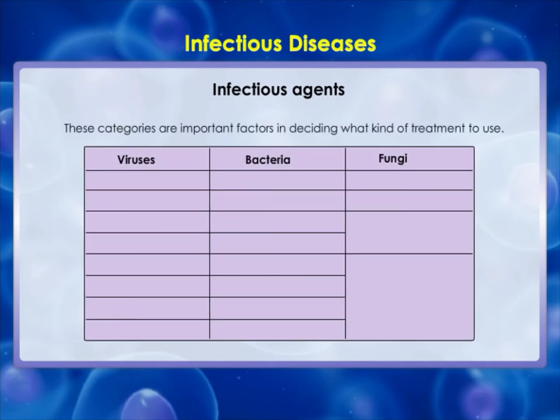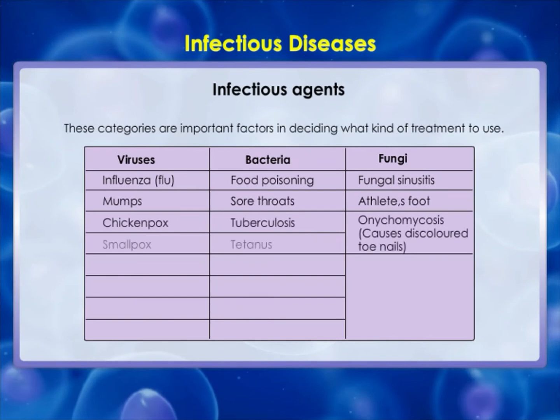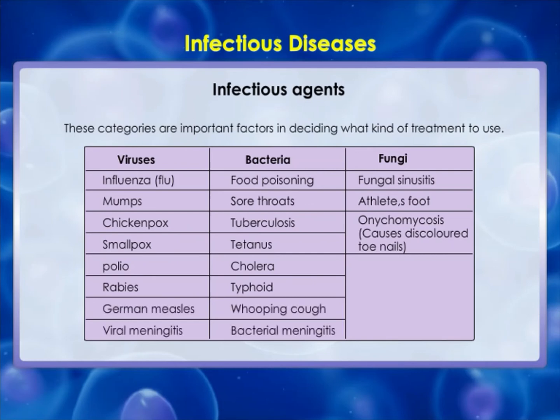Common examples of diseases caused by viruses are common cold, influenza, dengue fever, and AIDS. Diseases like typhoid fever, cholera, tuberculosis, and anthrax are caused by bacteria. Many common skin infections are caused by different kinds of fungi. Protozoan microbes cause many familiar diseases such as malaria and kala-azar. All of us have also come across intestinal worm infections as well as diseases like elephantiasis caused by different species of worms. These categories are important factors in deciding what kind of treatment to use.